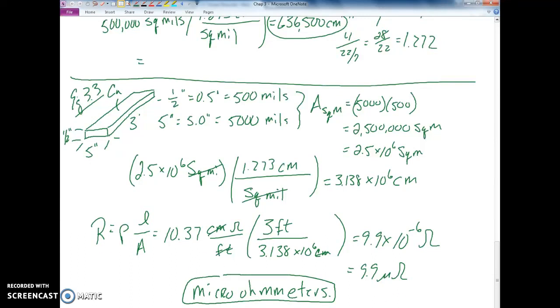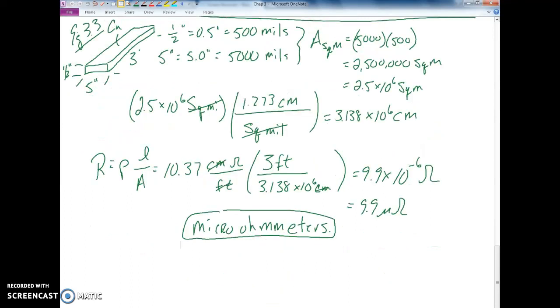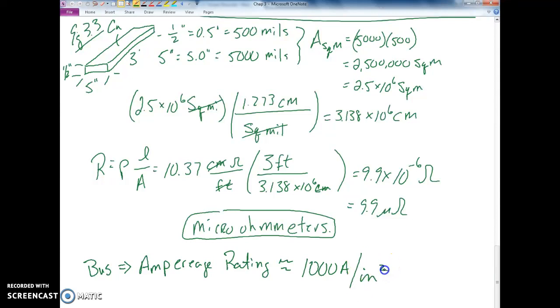A couple other things that are interesting about bus work that I want to point out. A rule of thumb that I use, and I haven't had too many people really confirm this, is you can figure capacity, let's do amperage rating, of about 1,000 amps per square inch.